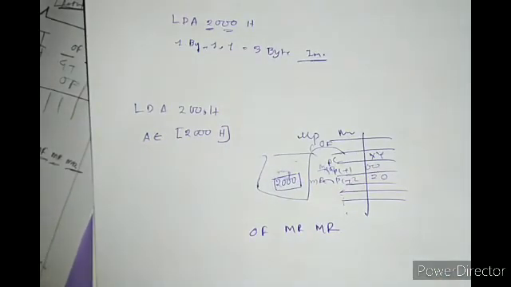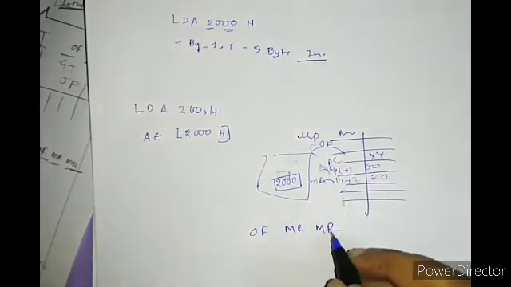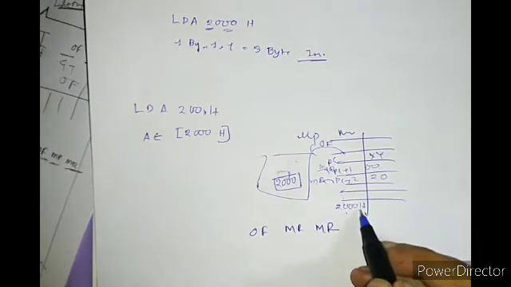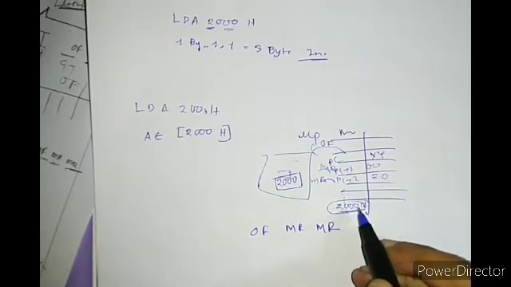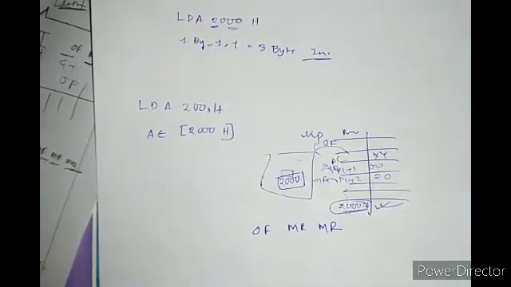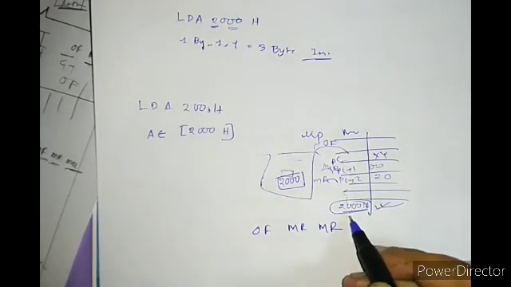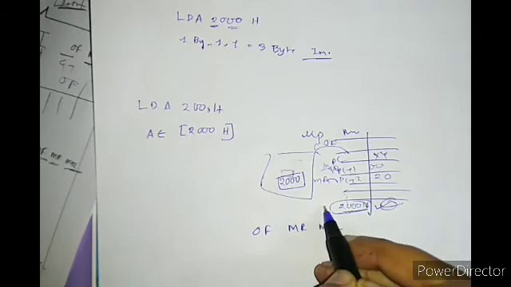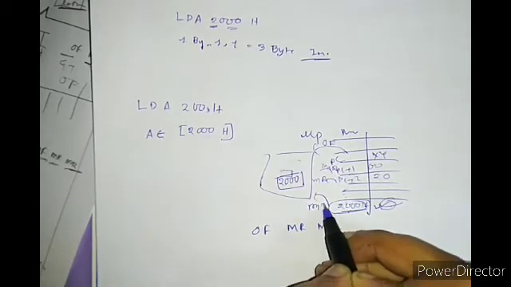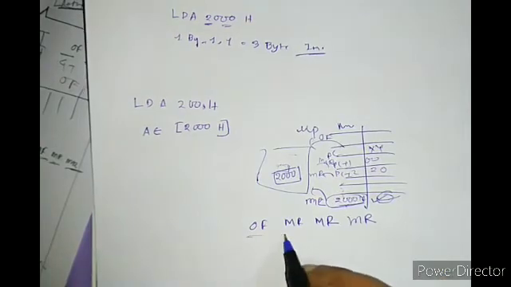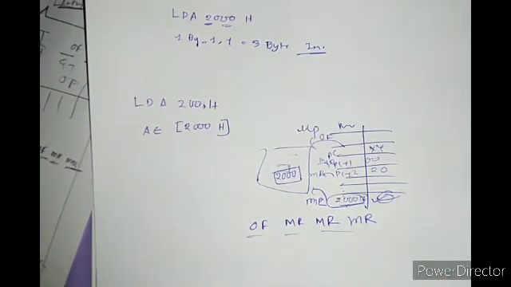Now what is it saying? Go to the address, location 2000H. Go to this address, and I need the data stored here. Again, what are we doing? We are getting the data from the memory location 2000. So again it's a memory read. So these machine cycles are needed.